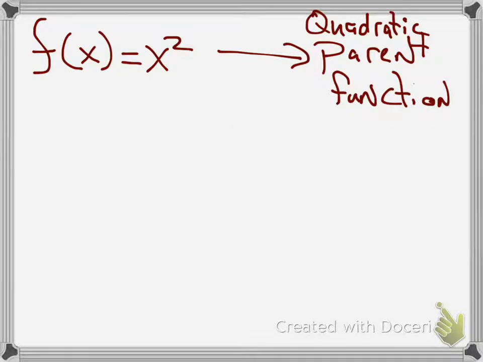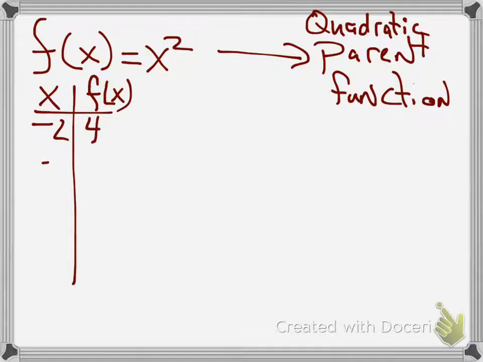Start with this, f of x is equal to x squared. That is the quadratic parent function. Everything we do is based off of this type of thing. And the quadratic function is special in that it makes a parabola.